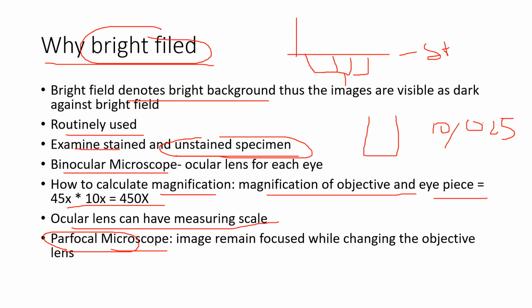What does that mean? Whenever we change the objective lens, the image always remains focused. We need not remember how, because that is the work of the manufacturers of the lenses and the microscope. We just need to remember that these kinds of microscopes are parfocal. So whenever we change the objective lens, we need not care whether the image is in focus or not. If we set the focus for the first time and then rotate the objective lens, it will be focused every time.